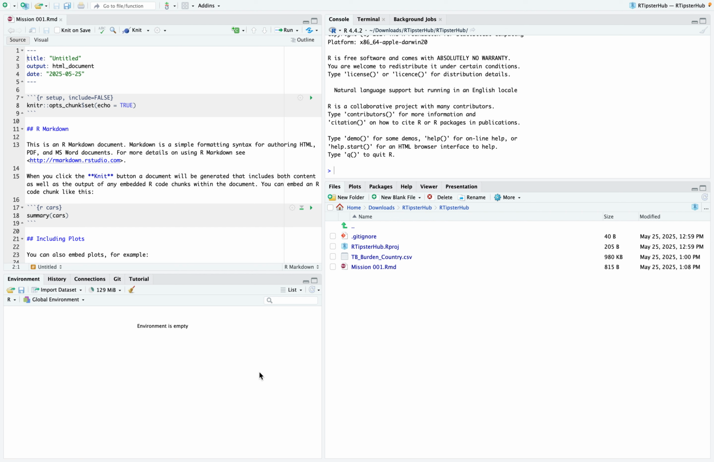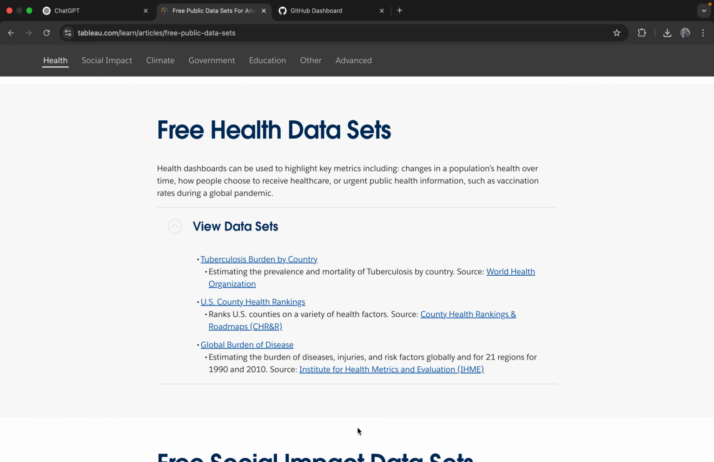So I'm using R version 4.4.2, and as you can see, I've already created what we call an R Markdown, and I have my data here. It's tb_burden_country.csv. This is an open source data source that I got from Tableau: health dashboards, tuberculosis burden by country, estimating the prevalence and mortality of tuberculosis by country. And the source is the World Health Organization.